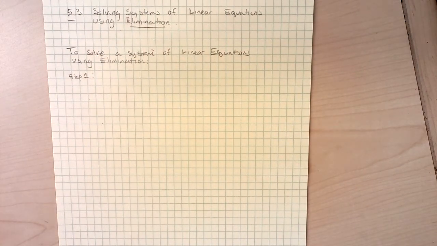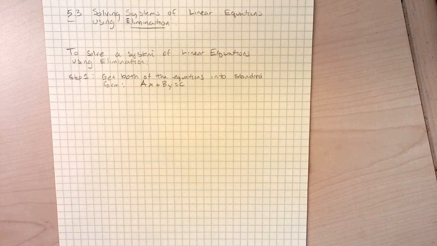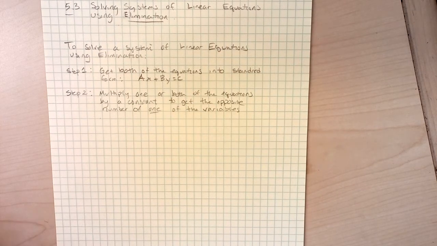To solve a system of linear equations using elimination, here's the first thing that you do. For both of your linear equations, you want to put both of the equations into standard form. So standard form looks like this: ax plus by equals c. In other words, x and y have to be on the same side of the equation. Your constant, or just your number, has to be on the other side of the equation.